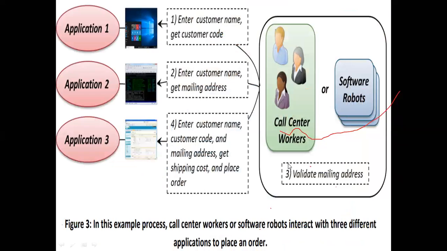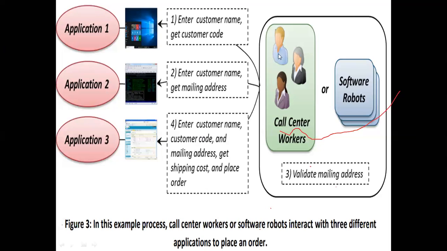Now, the same thing I have explained here. So enter the customer name and get the customer code in the first application. Then in the second application, enter the customer name and get the mailing address. And in the third application, you enter the customer name, code, and mailing address and get other information. Some clients may use a single application to do all this work, and some clients may use multiple applications to complete this entire process. So this work can be done by my call center workers or my software robots.